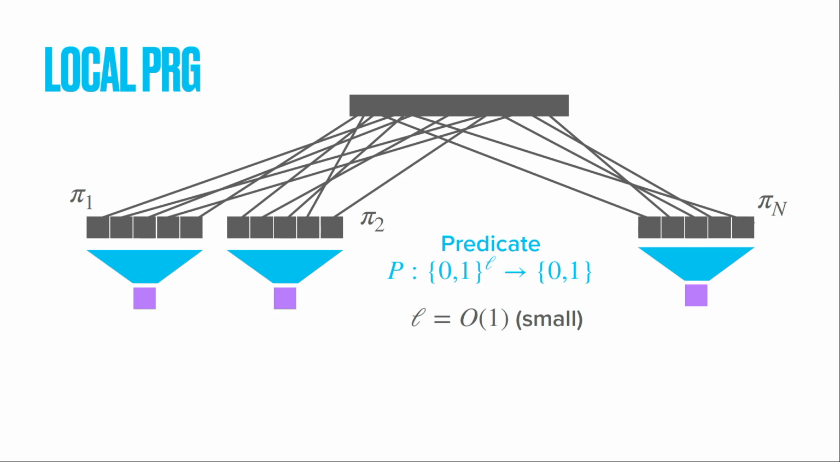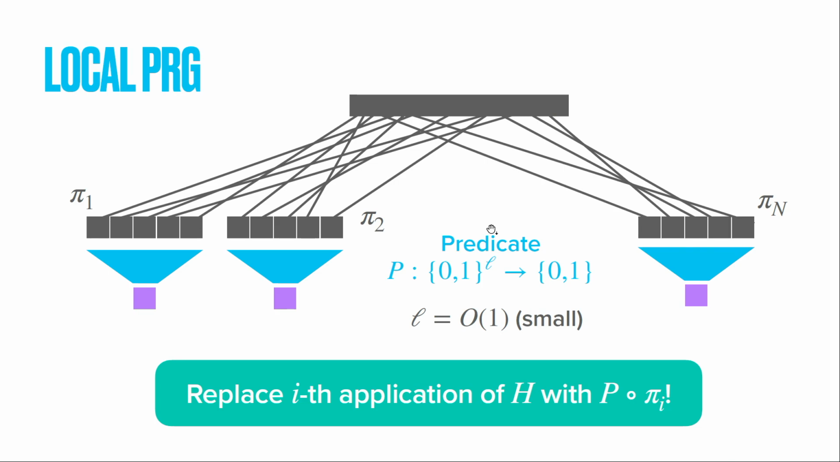Now, denoting the function which selects the coordinates that the ith output depends on by pi sub i, the idea will be that instead of using the hash function h each time, for the ith application of h, we'll replace it by first reading off some L coordinates depending on pi sub i, and then just applying this one predicate.